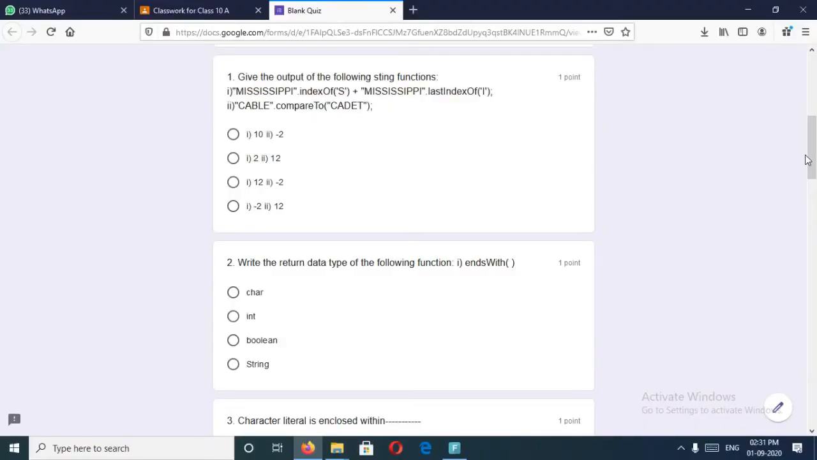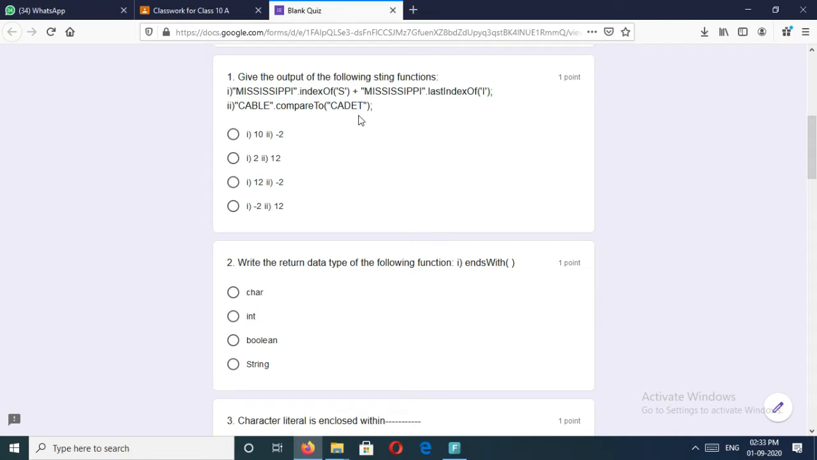Good morning, students. Question: give the output of the following string functions. "Mississippi".indexOf('s') + "Mississippi".lastIndexOf('i'). What is the use of the indexOf function? Do you know? The indexOf function is used to find the index number of the given character. Okay, that means here, 's'.